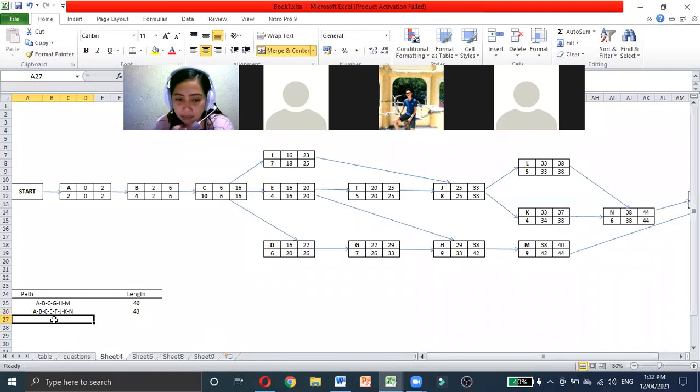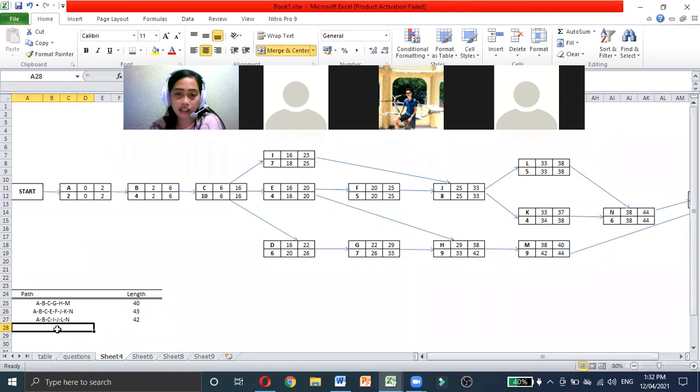Next pass now. A, A, B, C, B, A, B, C, C. Again, A, B, C, J, I, J, J, K, J, L, N. Okay? A, B, C, I, J, L, N. What is the length? 36. 42. Okay, that is 42. Next.